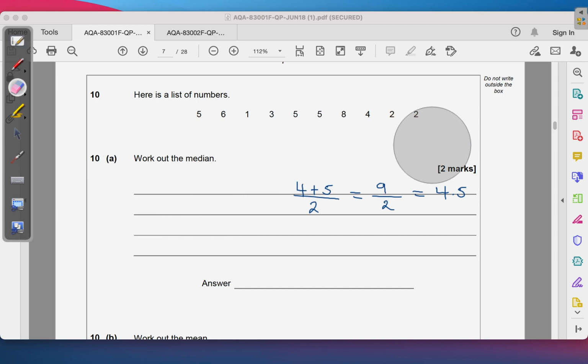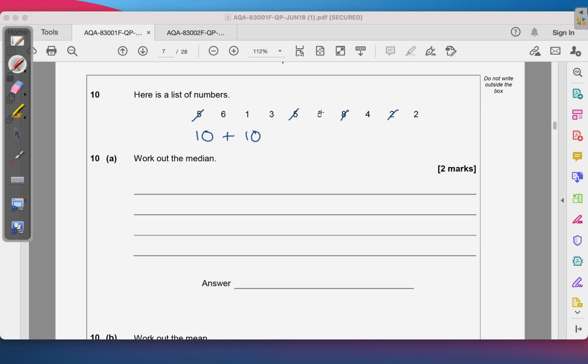Now the next question is to work out the mean. Okay, so I'm just going to do this here so we can see the numbers. So the mean is where you add all the numbers together and then you divide by however many numbers there are. Okay, so let's add them all together. Let's add the 5s together first. 5 and 5 gives us 10. Let's do 8 and 2 gives us another 10.